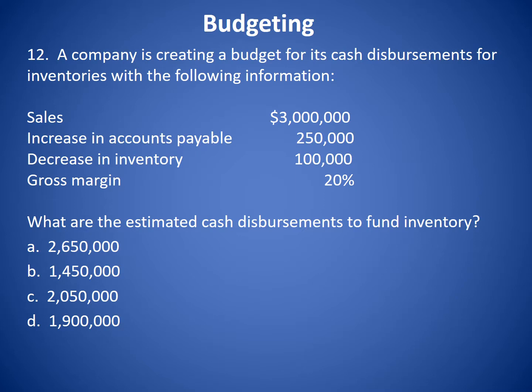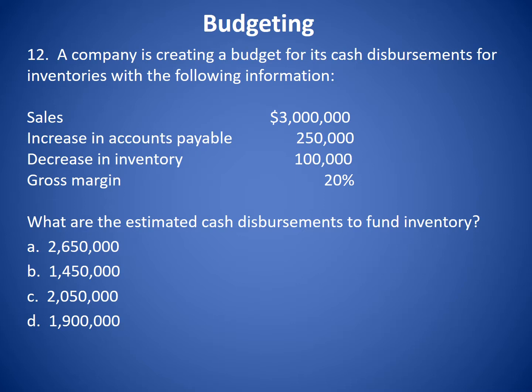Okay, let's try question number 12. A company is creating a budget for its cash disbursement for inventory with the following information. We have $3 million in sales. We don't know what accounts payable is, but we know we had an increase in accounts payable of $250,000. We also don't know inventory, but we know we had a decrease in inventory of $100,000, and we have a gross margin of 20%. So the question is, what are the estimated cash disbursements to fund inventory?